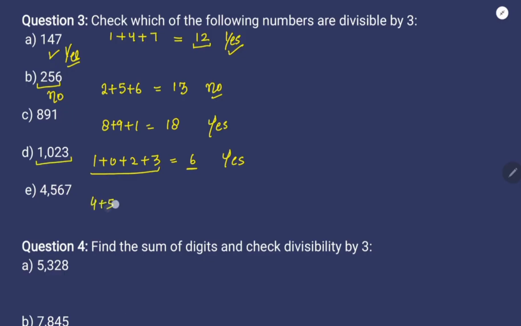4 plus 5 plus 6 plus 7. 4 plus 5 is 9, 9 plus 6 is 15, 15 plus 7 is 22. This you can add, right? So is this yes or no? No. 22 is not divisible by 3, right? So this number is not divisible by 3.